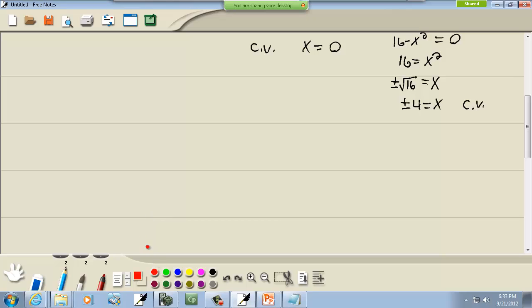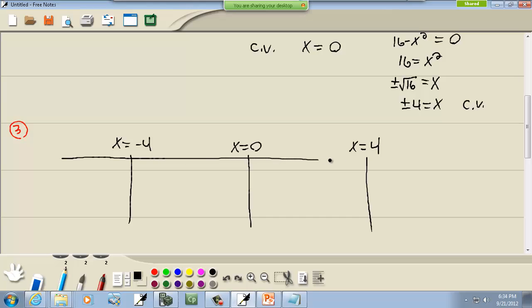Okay, step 3. We want to build our table of intervals. Now I want to start with our smallest one, which is negative 4. Let's see, I'll put it right here. Our next one is 0, so we have 0. And then our next one is a positive 4. And we're building our table of intervals. And remember, clear over here is negative infinity, and clear over here is positive infinity.